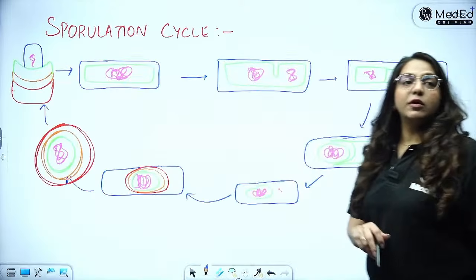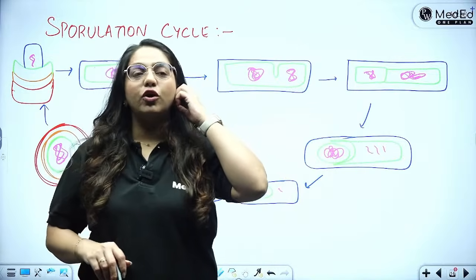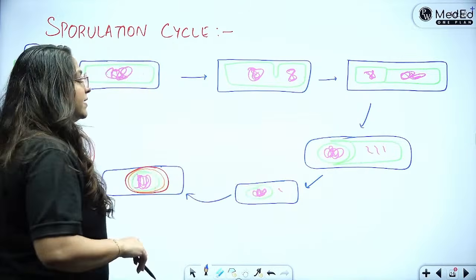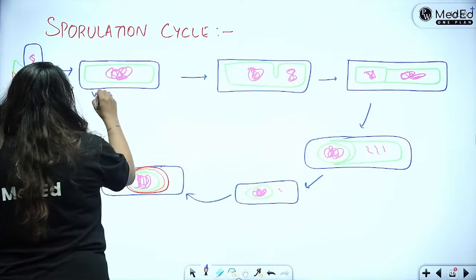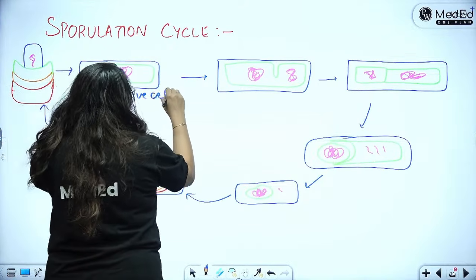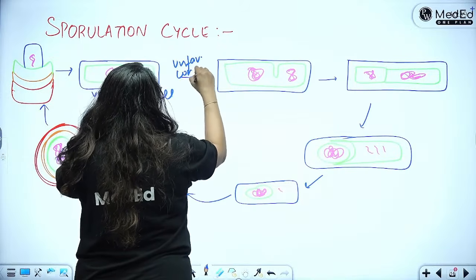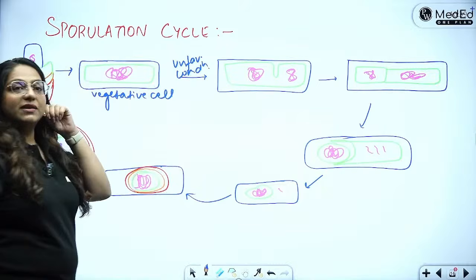Now you have to talk about the sporulation cycle. I've already drawn it for you, but you have to draw all of this in the diagram in the exam. You have this vegetative cell, which simply means a normal bacteria. Whenever there are unfavorable conditions, the bacteria starts producing the spore. So how does it produce a spore?